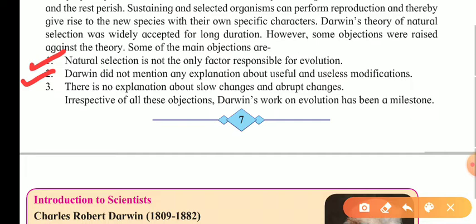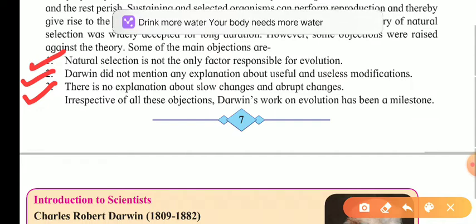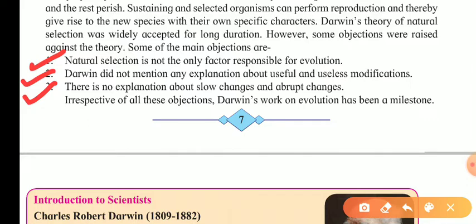There is no explanation about slow changes and abrupt changes. He never explained why some characters showed slow change in the process of evolution. In the same way, there was no explanation about abrupt changes also. But irrespective of all these objections, Darwin's work on evolution was a milestone.